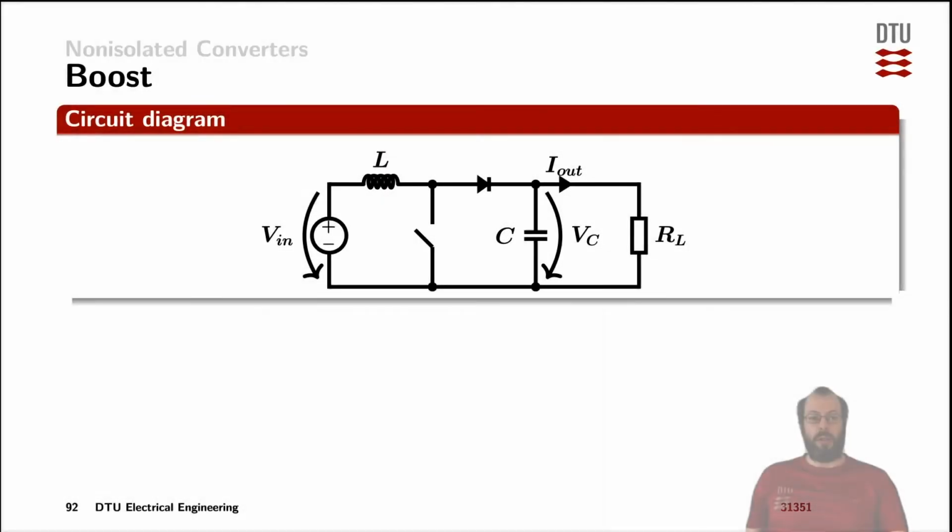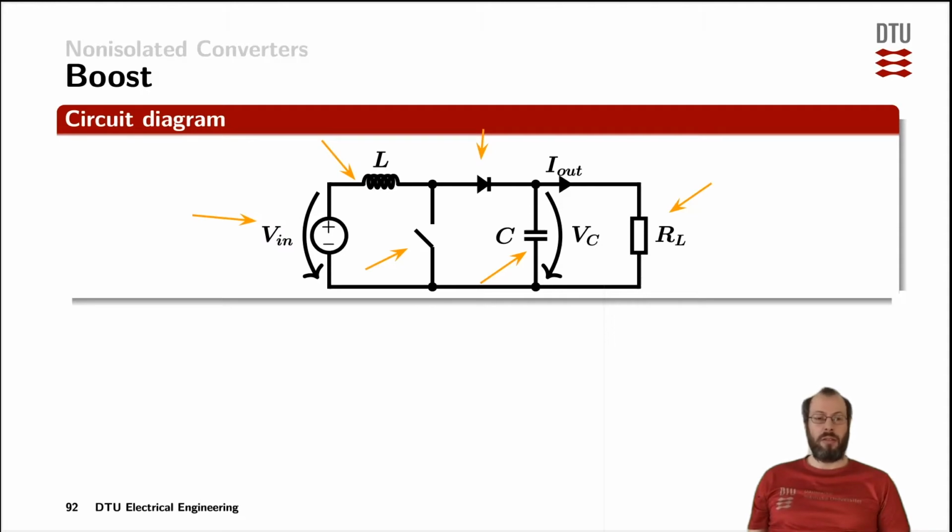The boost converter consists of the exact same components as the buck converter. It has an inductor, it has a capacitor, it has a switch, typically a MOSFET, and it has a diode. And again, we model the load as a resistance. At the input, we have a DC voltage source. This time, the components are arranged in a different way.